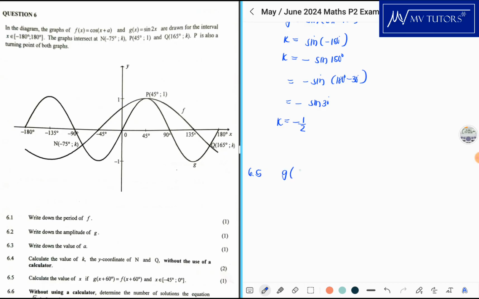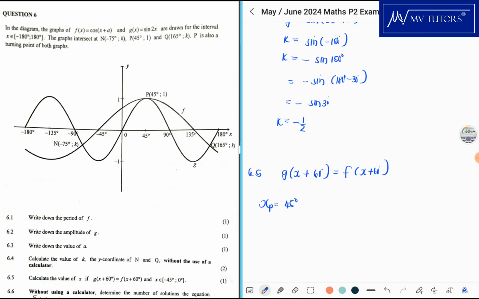And then 6.5 says, calculate the value of x. So what happened? There has been a horizontal shift to the left 60 degrees for g, and also to the left 60 degrees for f. So both f and g have moved 60 degrees. Now, where are the two graphs actually equal? I hope that you can see that they're equal at P. And what is the x value for P? It's actually 45 degrees.